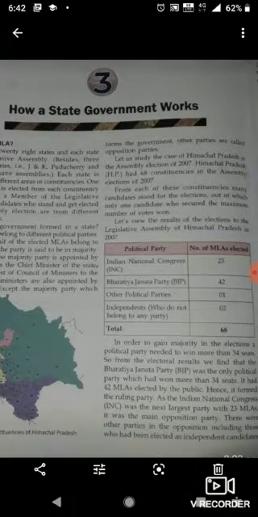Let us study the case of Himachal Pradesh in the assembly elections of 2007. Himachal Pradesh has 68 constituencies. In the assembly elections of 2007, from each of these constituencies, many candidates stood for the election, out of which only one candidate, who secured the maximum number of votes, won. Let's view the result of the election to the Legislative Assembly of Himachal Pradesh in 2007.